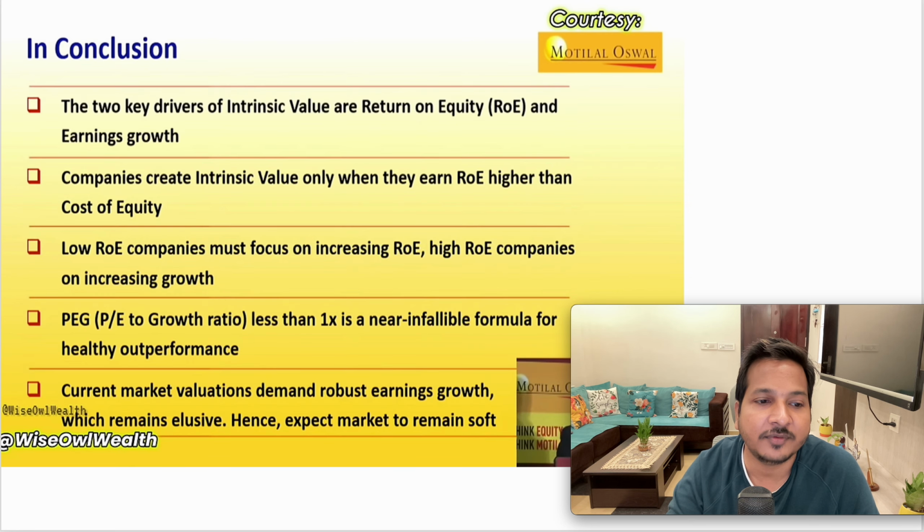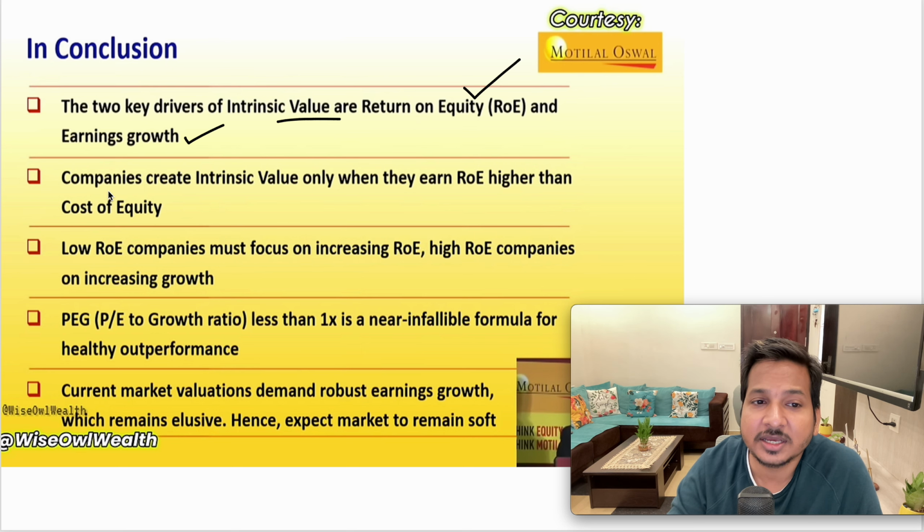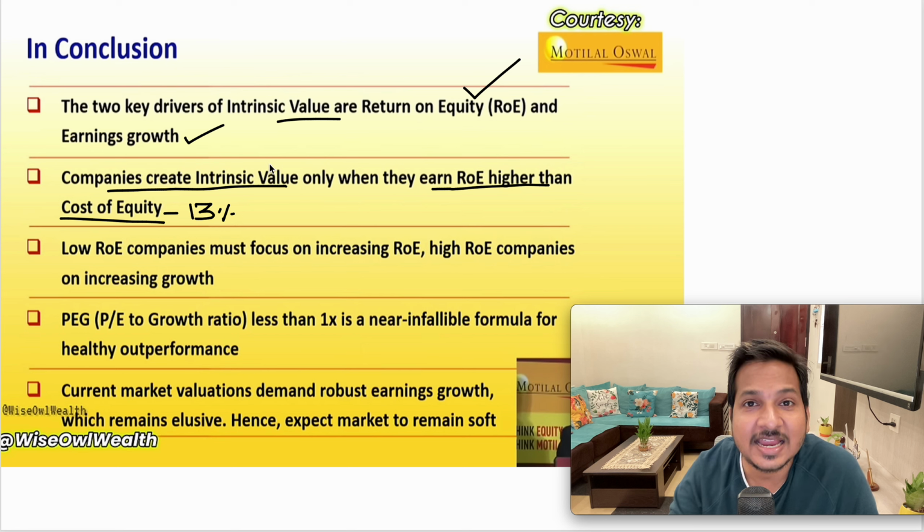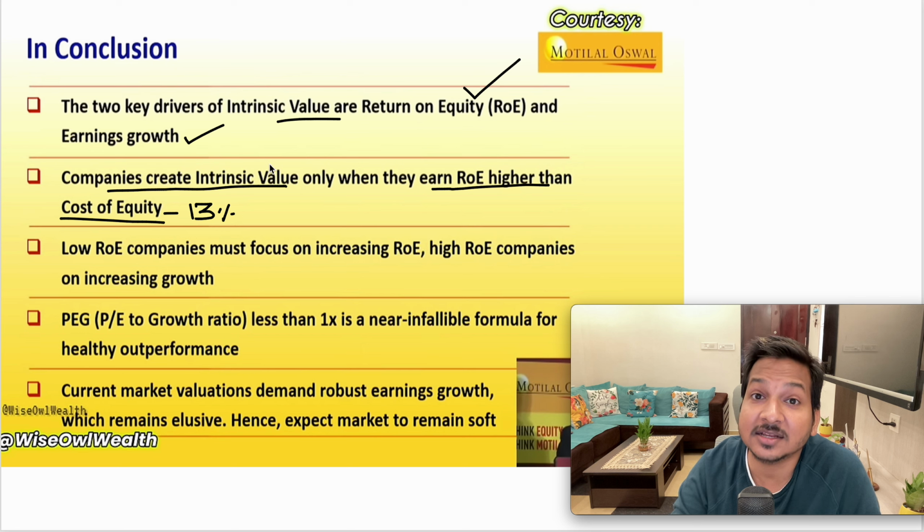Okay, so now we can conclude these slides: the two key drivers for value are return on equity and earning growth. We have seen that return on equity and earning growth determine value. Then we saw that companies create value only when they earn ROE higher than cost of equity. Cost of equity was 13%, and only if ROE was more than 13%, then any addition of earning growth was adding value.